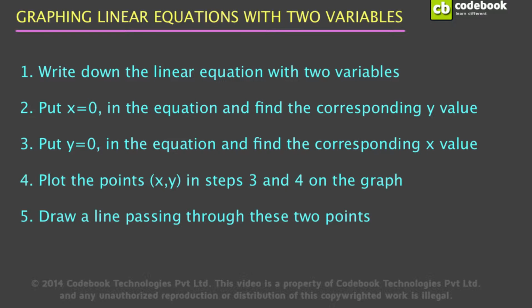First, you write down the equation. That's step 1. Step 2 is you substitute x equal to 0 and find the corresponding y value. So that should give you a point something like (0, y). Next, you put y equal to 0 and find the corresponding x value from the equation. That will give you something like (x, 0), because your y is 0 and you will have a corresponding x value. Then step 4 is to join those 2 points with a straight line, and that would be your graph for that linear equation.